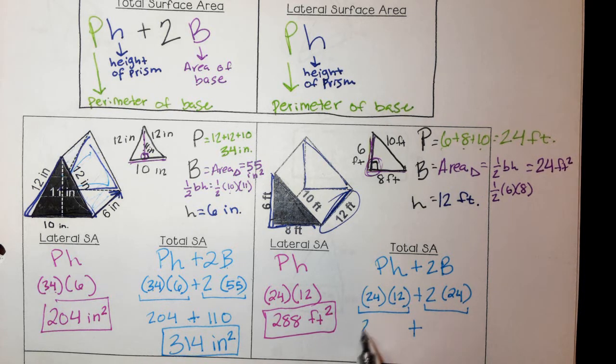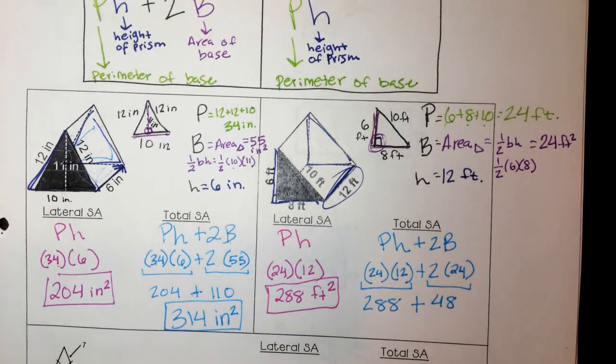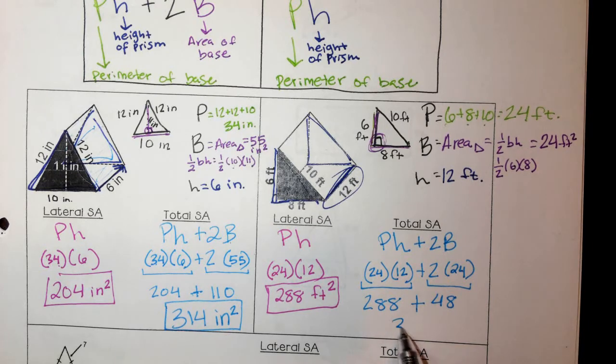24 times 12 is 288, and 2 times 24 is 48. 288 plus 48 is 336. We're measuring this in feet, and because this is an area, the feet are squared.